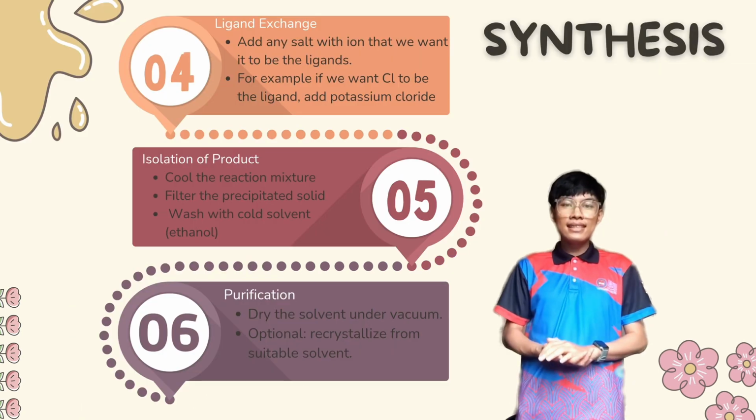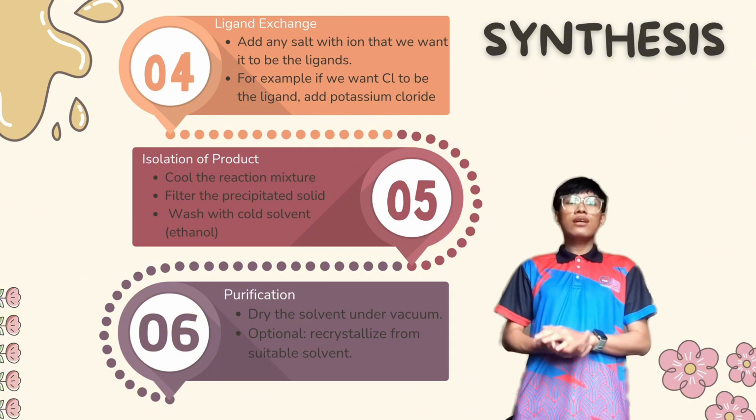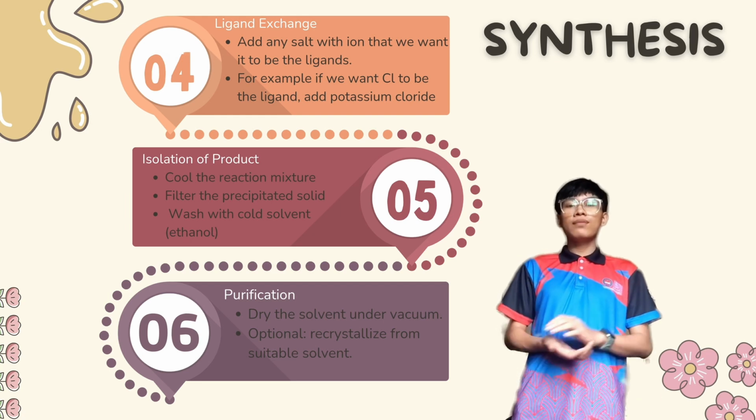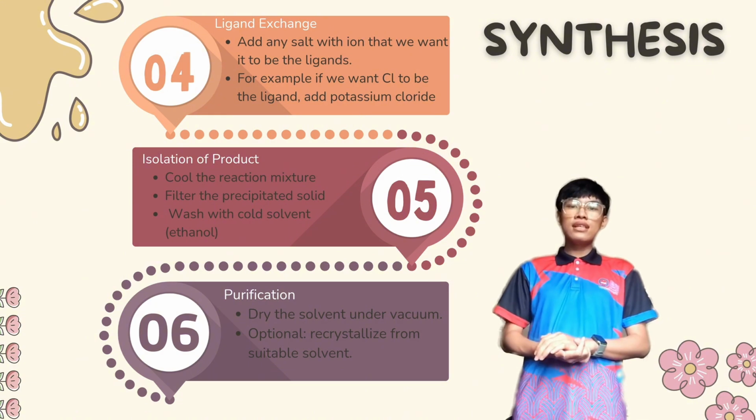The next step is ligand exchange for halide substitution. Add any salt with the ion that we want to be the ligand. For example, if we want chlorine to be the ligand, add potassium chloride, and for NCS, add potassium thiocyanate. Then stir at room temperature or mild heating. Step 5, which is isolation of product. Cool the reaction mixture, filter the precipitate solid, and wash with cold ethanol.